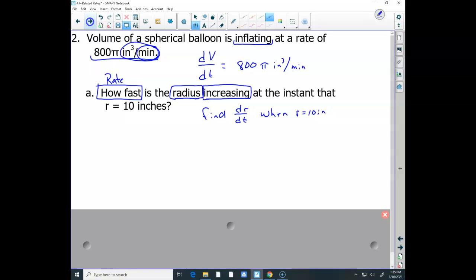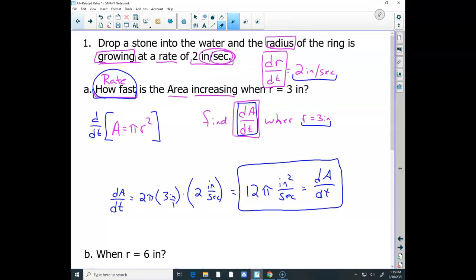Okay? Well, before I said this inflating is important because if they said it was deflating, my dV/dt would have to be negative because it was getting smaller. So bigger, smaller, your derivatives are going to carry signs with them as well, okay? Just like this previous one back here. The radius grew at a rate, that's why this rate is positive. If my circle were shrinking, it would be negative 2 inches per second, all right?